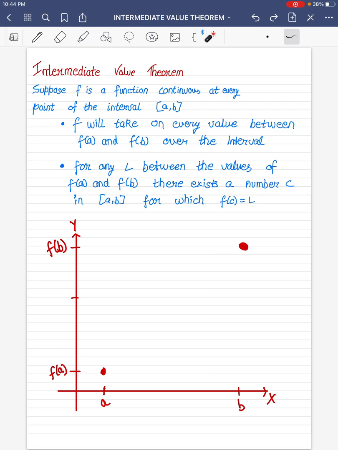Hi everyone. So in this video we'll be understanding the intermediate value theorem. I won't be going into the proof, but just a graphical representation of the same.